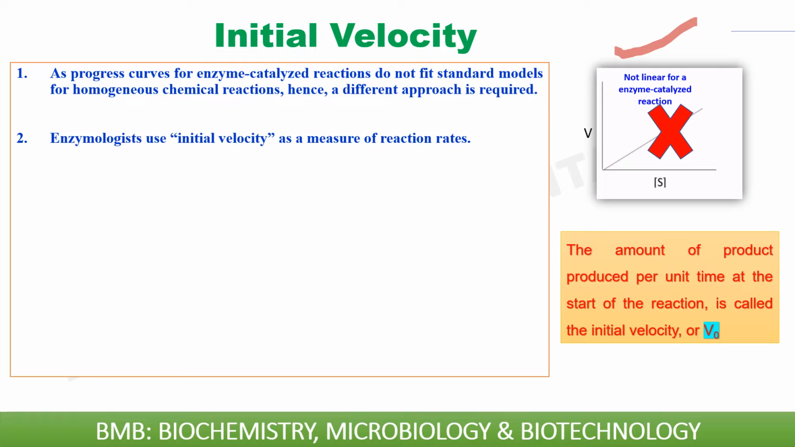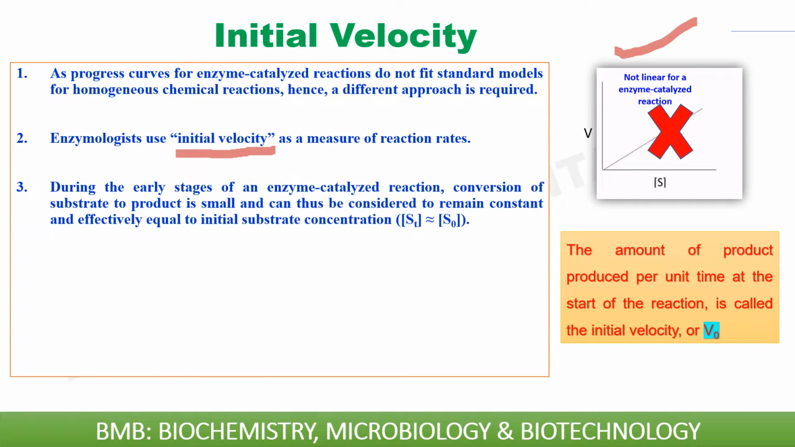Enzymologists use initial velocity as a measure of reaction rates. In that case, initial velocity is the velocity at time t equal to 0. It is the velocity at which the motion starts. This value, the amount of product produced per unit time at the start of the reaction, is called the initial velocity, which is represented as V0.